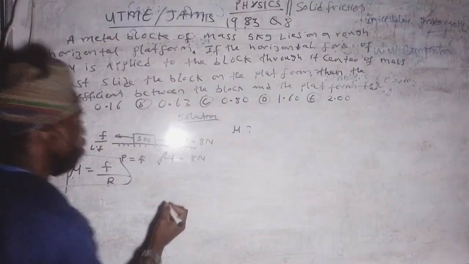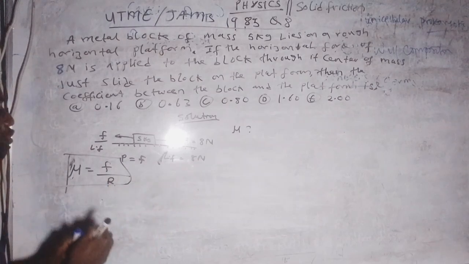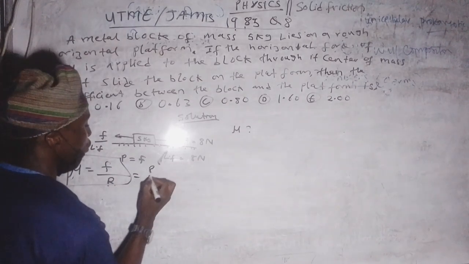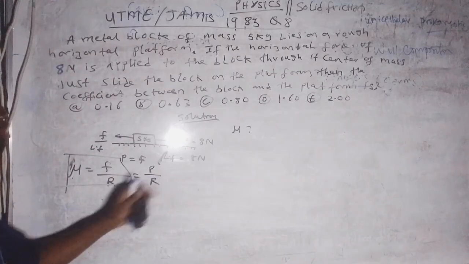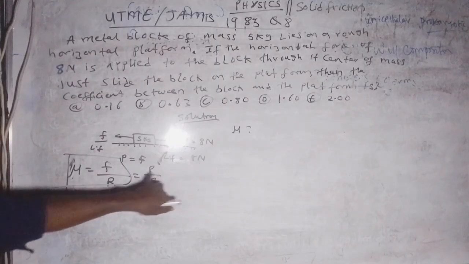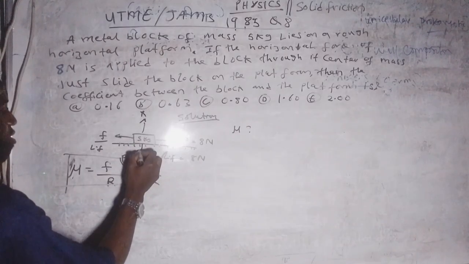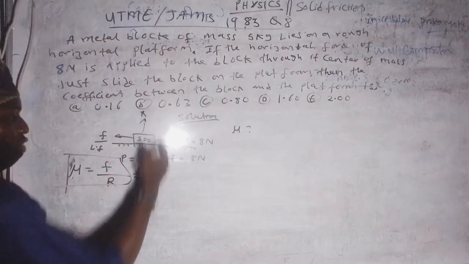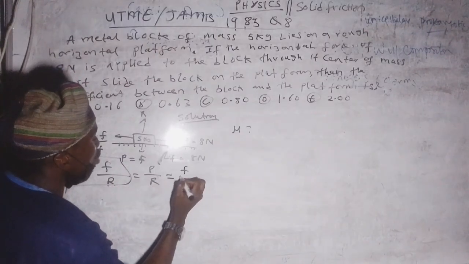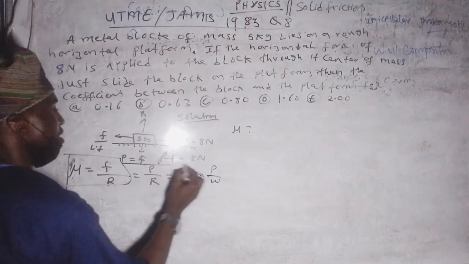So what is our limiting frictional force? Our applied force is 8 Newton. And for any static solid friction, our frictional force will be equal to the applied force. You can replace it as applied force over reaction. Don't forget that applied force is P, frictional force is F, our reaction is R like this, and our weight is like this. Our weight is always equal to the reaction, so you can replace reaction with weight. You can write it as F over weight, or P over weight. You are still saying the same thing.